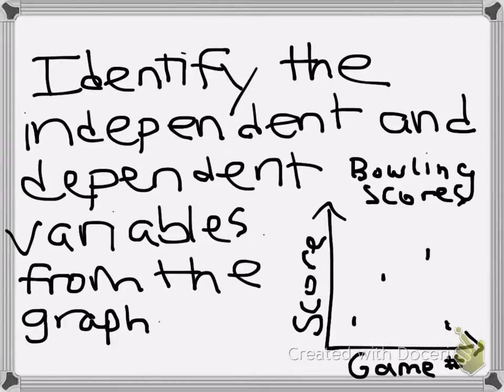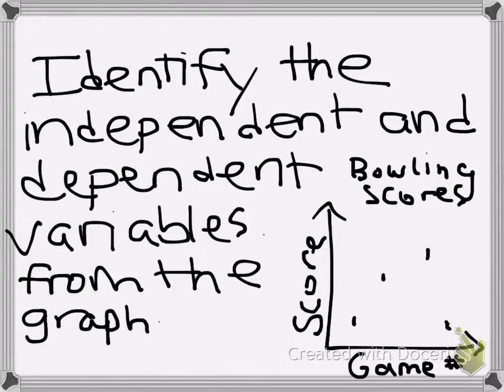So I can easily say that the scores are going to be dependent variables and the game numbers are going to be independent variables. But I can also ask myself, what depends on what? So does the score depend on the game, or does the game depend on the score? Think about, are the games going to continue no matter what your score is? Which they are. So the games are not affected by the score.